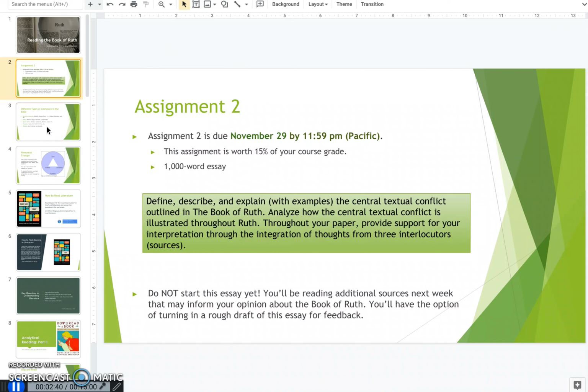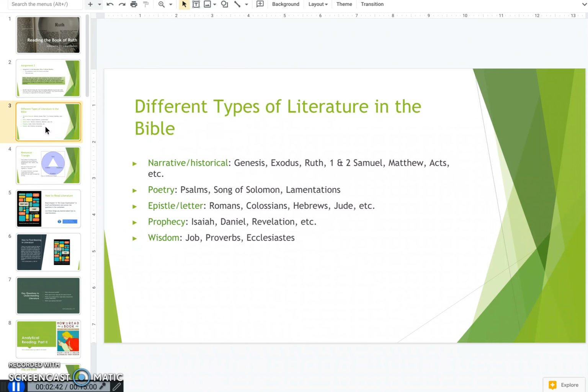All right, so to go back to what I was saying about reading the book of Ruth as literature, when I said that, I'm not meaning that the book of Ruth is fictional. I'm just meaning that the book of Ruth falls into a category of writing that we call literature. Basically, it falls into the category of writing known as narrative or historical, or to just say it this way, it has stories in it.